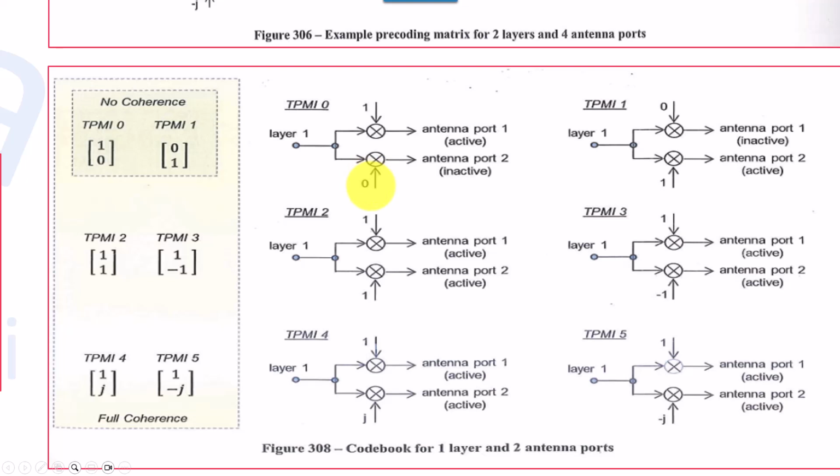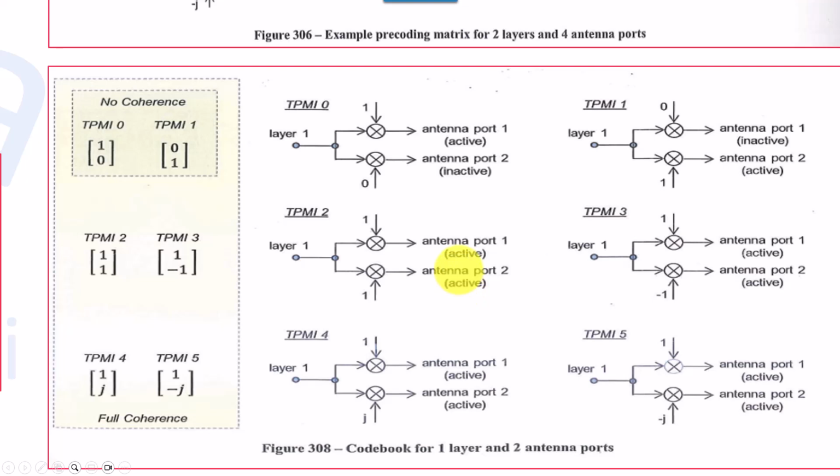Then at the second time instance, the UE will be transmitting layer 1 again, this time through antenna port 2, which is active, and antenna port 1 will be inactive, as you can see here. So it will turn into 0 and 1. That's why it's non-coherent: it cannot transmit both of them at the same time. While for coherence, if the user is supporting full coherence, this means the 2 ports are fully coherent. This means that the 2 ports can be used at the same time.